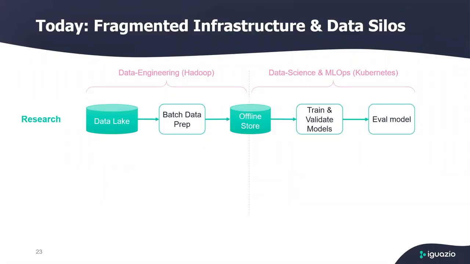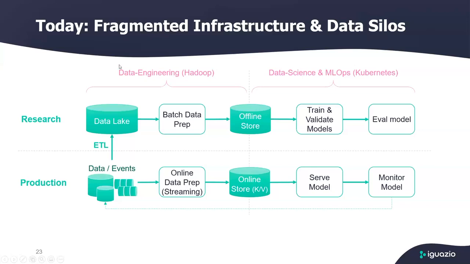So think about the traditional work of having a data engineering pipeline in Hadoop that takes data off a data lake and creates sort of curated data in an offline store, like a Parquet file or a data warehouse. And then you run training. Usually the MLOps and data science is in Kubernetes, and the data engineering is in Hadoop.